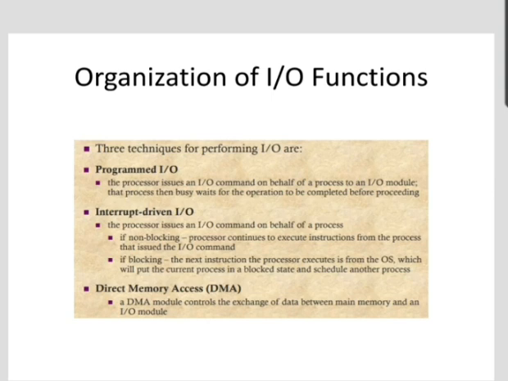Next is interrupt-driven input-output. The processor issues an input-output command on behalf of a process. If non-blocking, then the processor continues to execute instructions from the process that issued the input-output command. If blocking, then the next instruction the processor executes is from the OS, which will put the current process in a blocked state and schedule another process. This technique can considerably improve the CPU performance, and it is called interrupt-driven input-output.